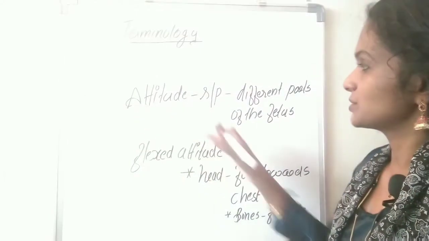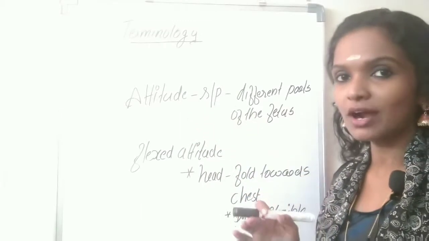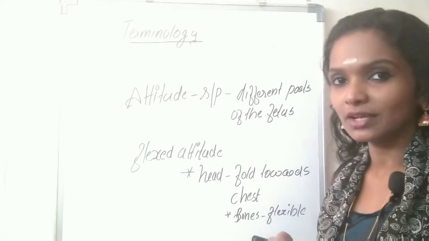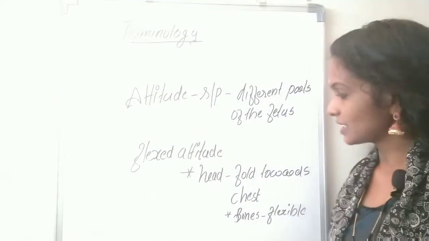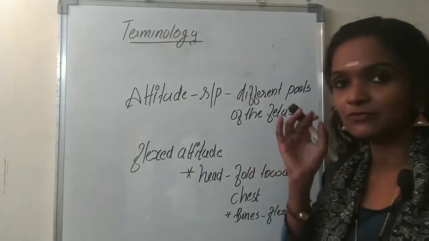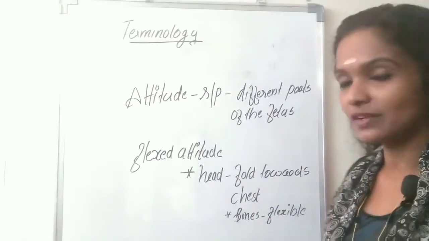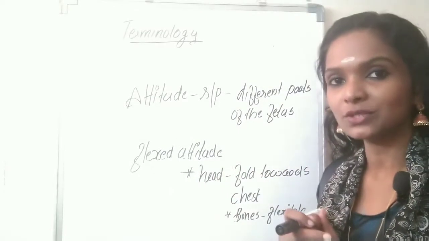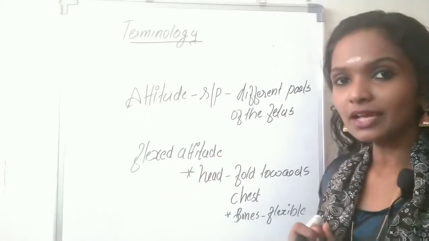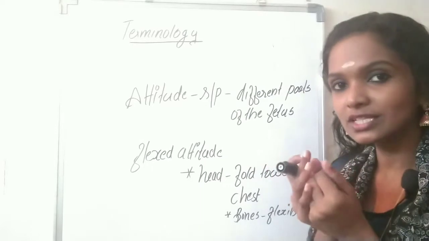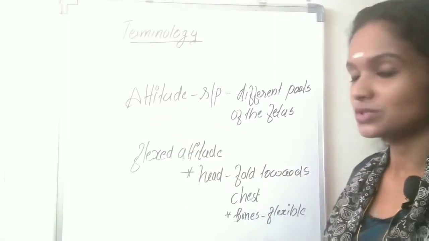Next terminology is attitude. Attitude is the word used for the relationship between the different parts of the fetus during the time of delivery. The normal attitude for the fetus is flexed attitude. So what is this flexed attitude? You can see the head of the baby falls towards the chest of the same fetus. Also the other bones will be very flexible to come out of the pelvis of the mother. What is the use of this flexed attitude? The baby can make its diameter very small and can come out of the pelvis easily. So that is known as attitude.